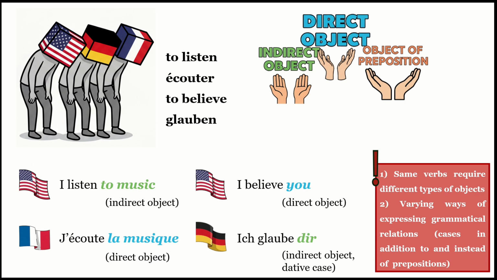This mismatch can cause confusion if you rely solely on English grammar rules. That's why it's important to not only know how to recognize objects in a sentence, but also to understand different types of objects and how they function in your target language.